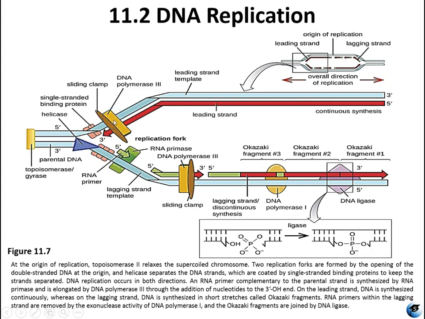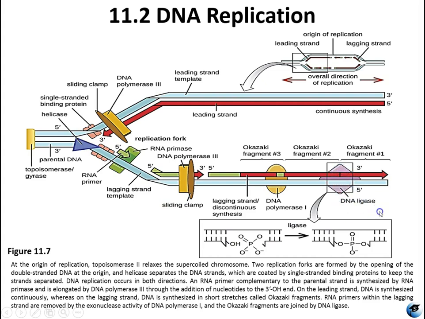Here's the RNA primer. This is the lagging strand. This is the leading strand. DNA polymerase is adding new base pairs to the leading strand. And this DNA polymerase is adding new base pairs to the lagging strand. And then ligase is filling in those gaps in between the Okazaki fragments on the lagging strand.